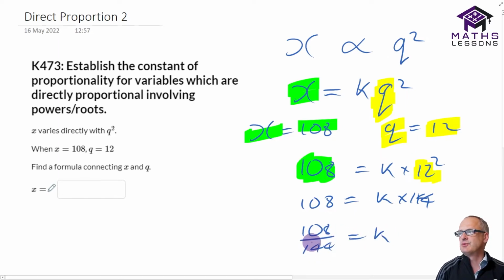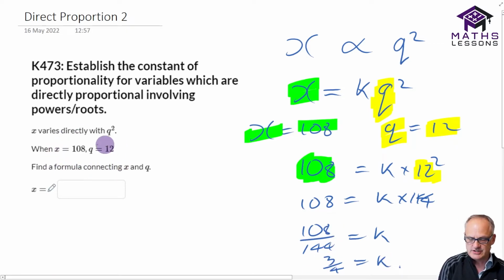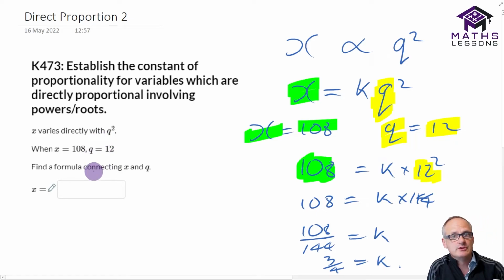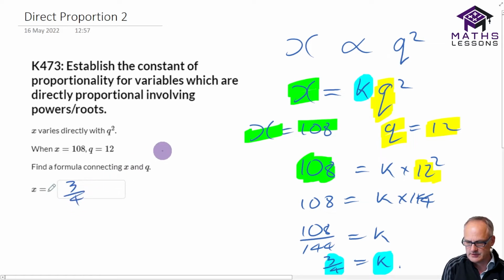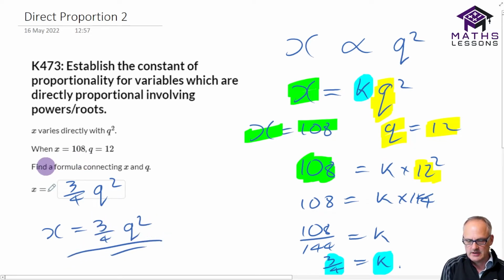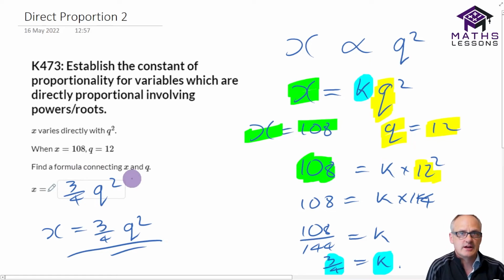Well, that's not a very good answer. We probably want to cancel it down. You can type that into your calculator to cancel it down, or you can just learn how to cancel it down, and you get to 3/4 for K, or 0.75. It really doesn't matter. The question hasn't specified if it's a fraction or decimal, so you can give either. So we know our K is equal to 3/4. So I'm going to replace my K value with 3/4. So X will equal 3/4 times Q squared is our equation. Let me just write it out so it all looks neat together: X equals 3/4 Q squared. And that is our formula connecting X and Q.